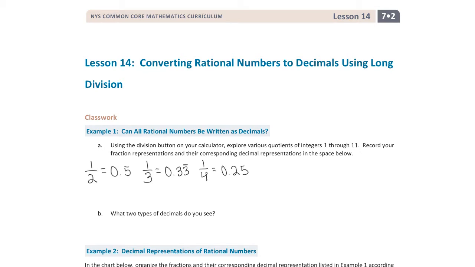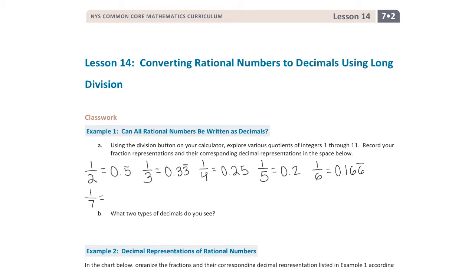Let's do 1/5. Type into your calculator 1 divided by 5. The answer you should have got is 0.2. Let's do 1/6. Type in 1 divided by 6 in your calculator. The answer you should have got is 0.166 repeating. Let's come over here and do 1/7.